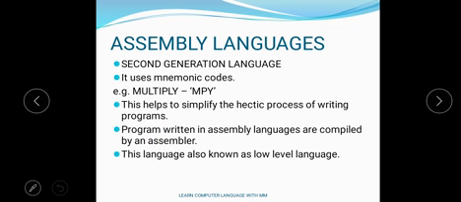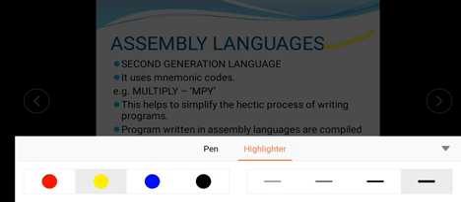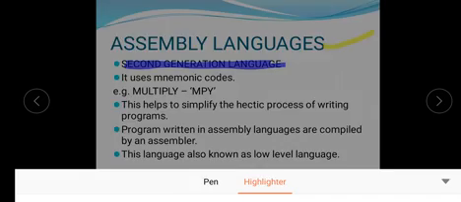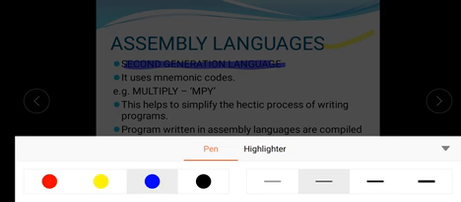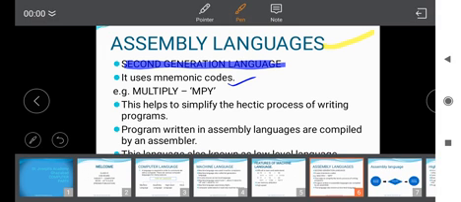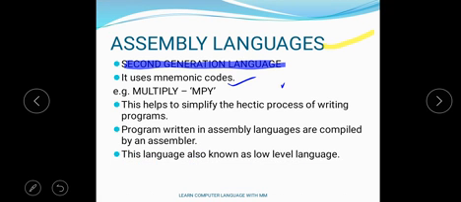Here we come to the second language, our assembly language. Assembly language is also known as second generation language. It uses mnemonic codes. What are mnemonic codes? In simple words, the specific short form which we use as a command is known as a mnemonic code. For example, if we have to do multiplication in the computer, we can use the command MPY. This is what we call a mnemonic code.